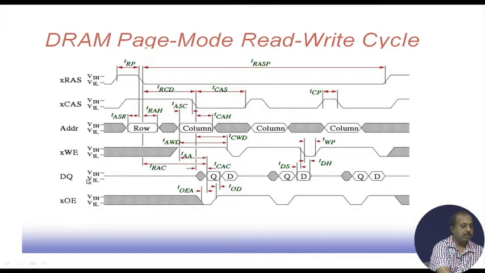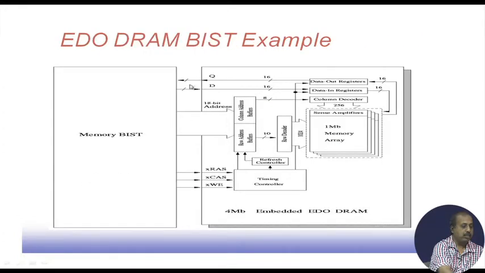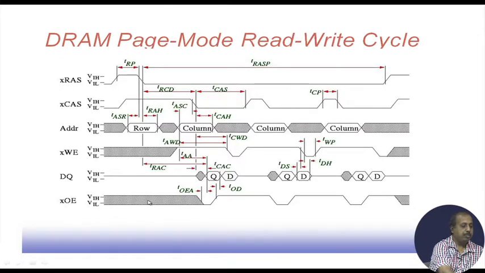Many times what happens is that the D and Q lines, though they are shown separately here, may be together. They are written as a DQ.